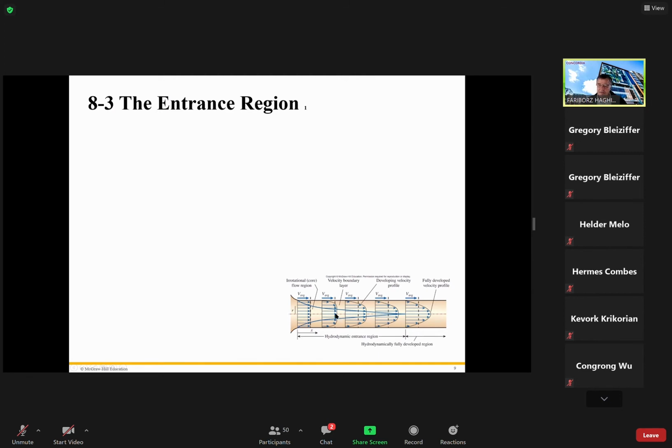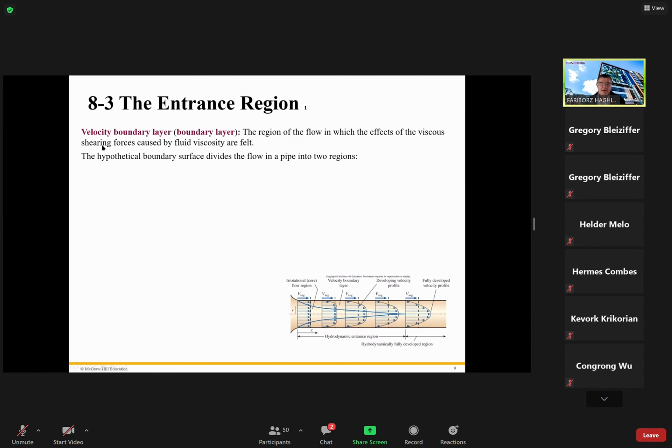Keep in mind what that means. The average velocity in all the cases is the same, but the velocity profile is changing. Pay attention to this terminology to help you understand the physics of the problem. We mentioned the velocity boundary layer, the region of the flow in which the effect of the viscous shearing force caused by the fluid viscosity is felt. In this region, from here to here, the velocity profile is slowly influenced by the viscosity.